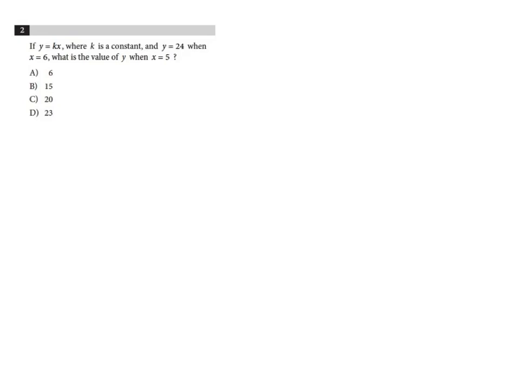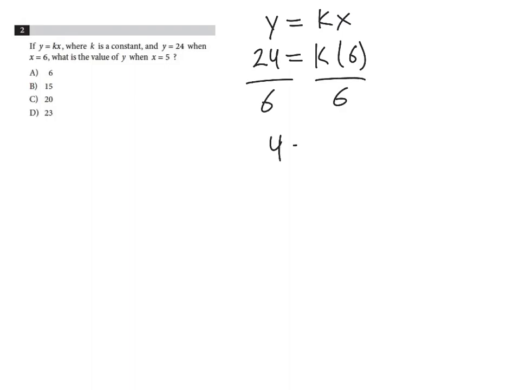So we're going to start by writing that we know that y equals 24. This is y equals kx when x equals 6. So if we divide both sides by 6, we see that k equals 4. And then we need to plug our x equals 5 back into the equation with the k equal 4. Okay, so we get 20.